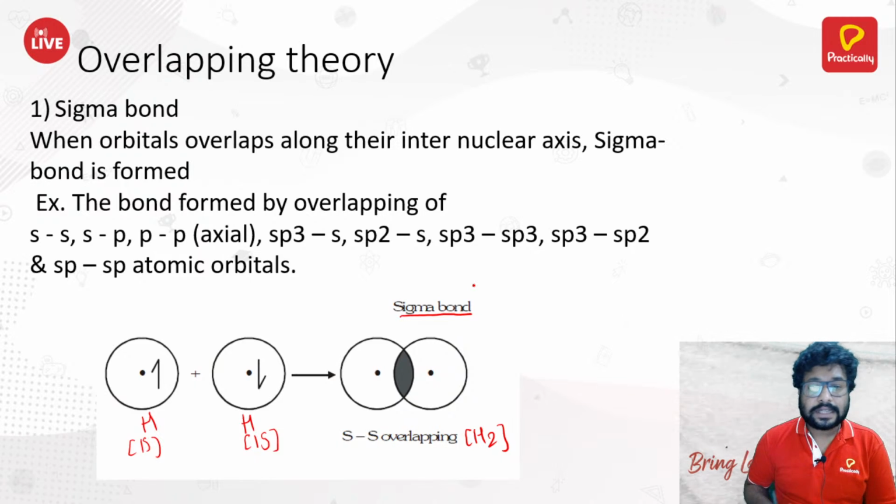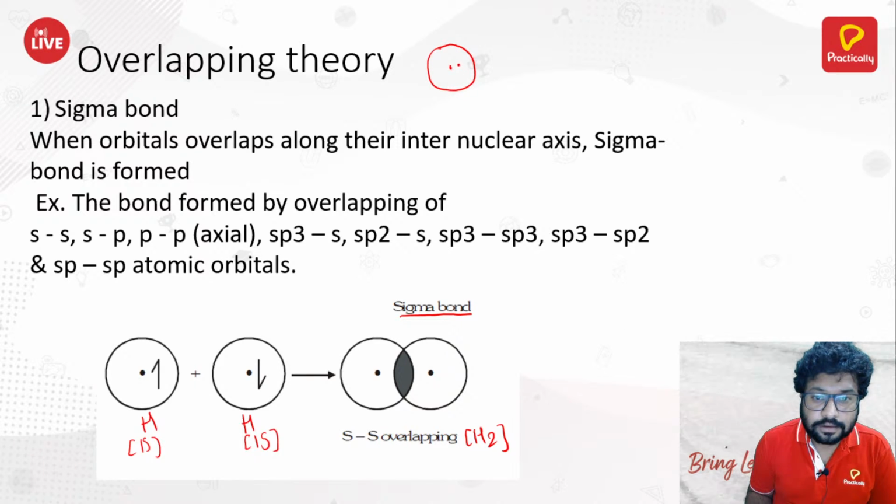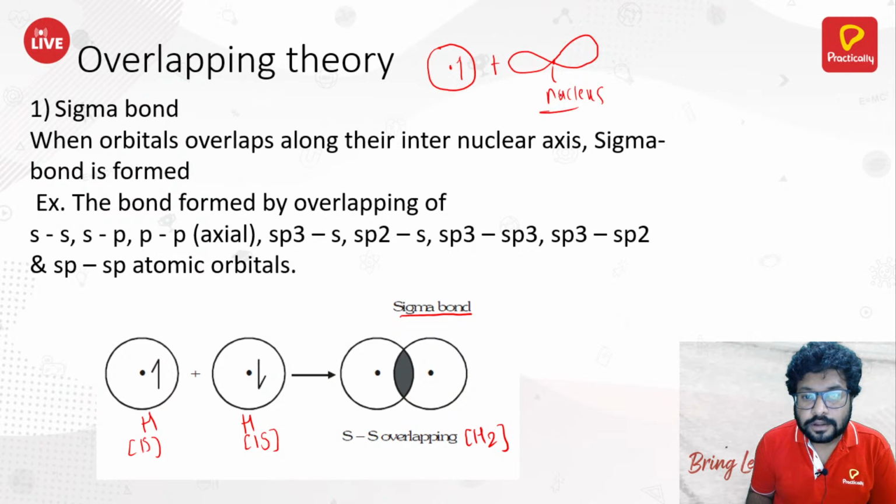But sigma bond is not necessarily formed only by s-s. It can also be formed by s-p. How? This is one electron, and then you have another electron in the p orbital. This is your nucleus in the center, and this is your internuclear axis. So electron is downward, and now both of them overlap like this.